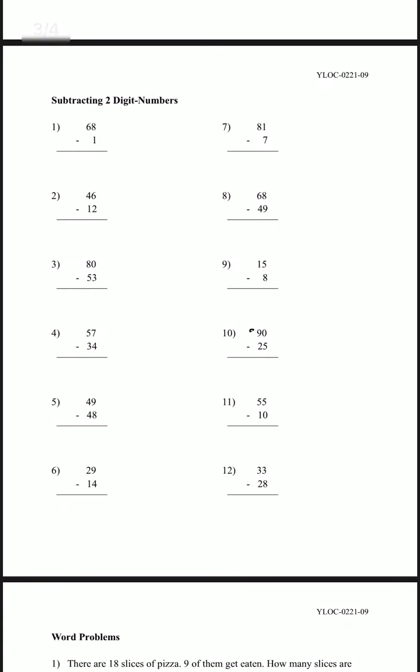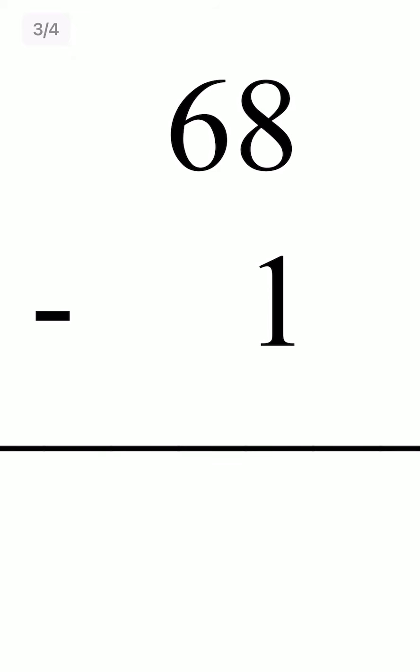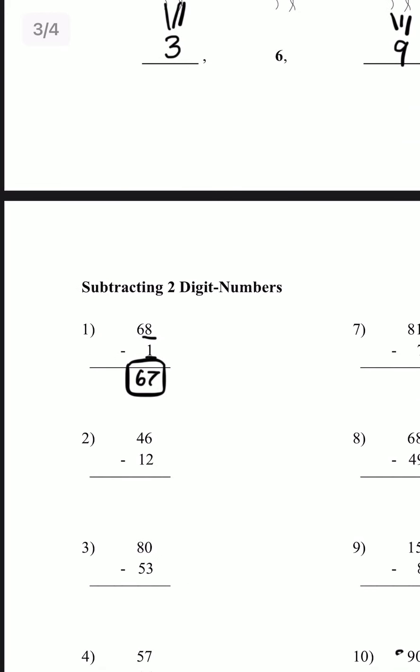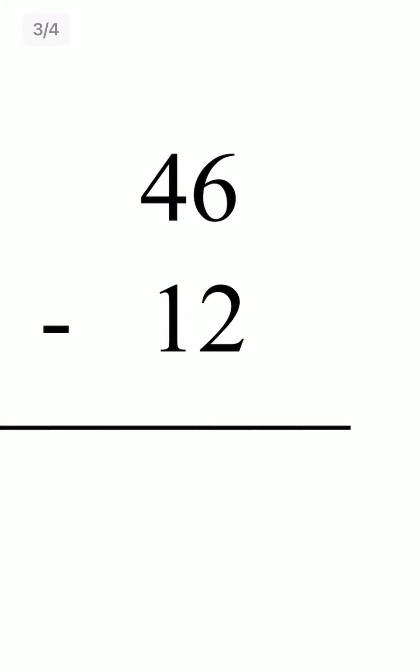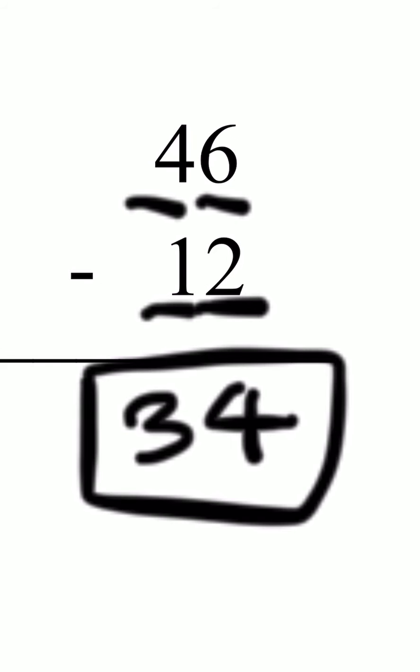For this part, we have subtracting, and there are 2-digit numbers. Let's look at number 1. We need to first look at the ones place and then look at the tens place. So 8 minus 1 is 7. And 6 minus nothing is 6. So 67 is the answer for number 1. Let's look at number 2. 6 minus 2 is 4. And 4 minus 1 is 3. So 34 is the answer for number 2.